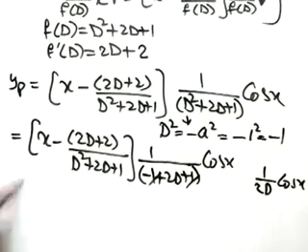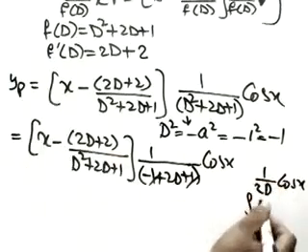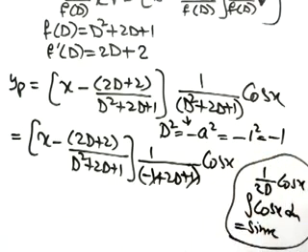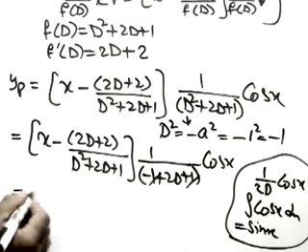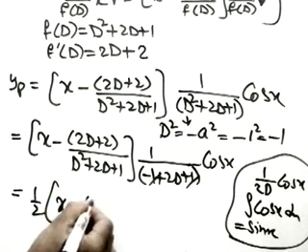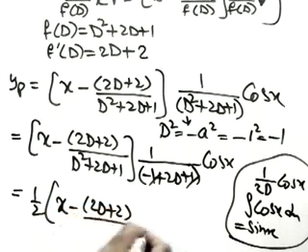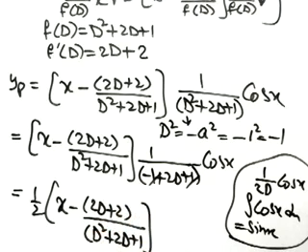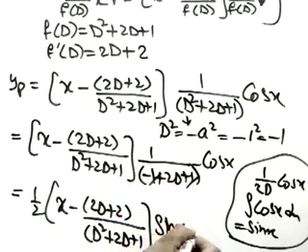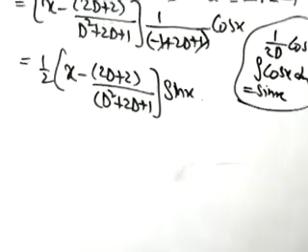We can take out the constant 2 outside. Now 1 by d of cos means integration of cos, and integration of cos is sin x. Let this be the rough work. So I take this 2 outside as 1 by 2. Now what is left here: x minus 2d plus 2 divided by d square plus 2d plus 1, into bracket. Now 1 by d cos means integration of cos is sin x, so let me write this sin x.